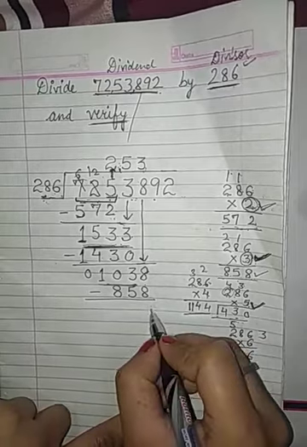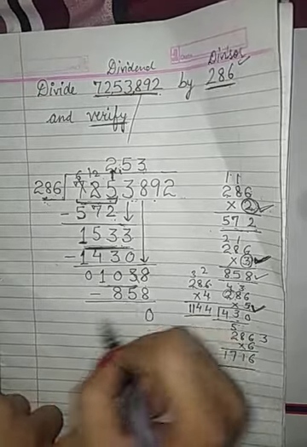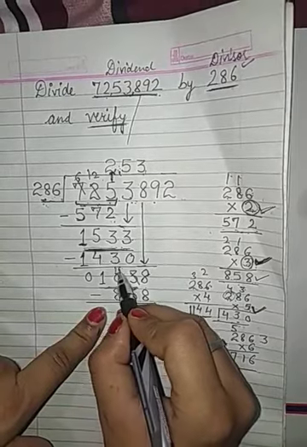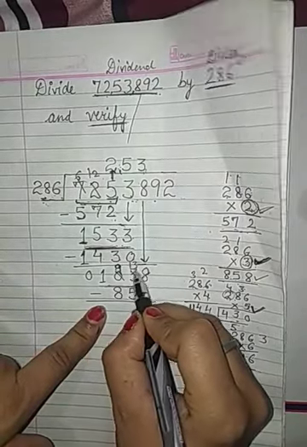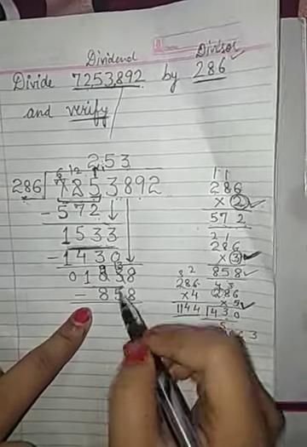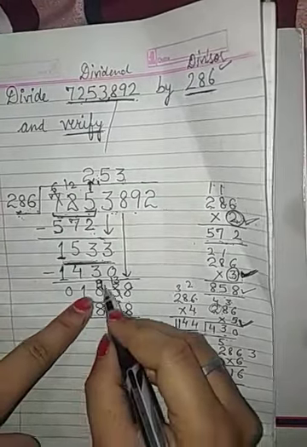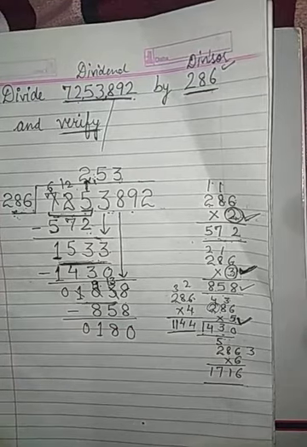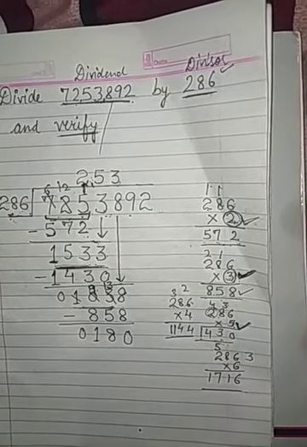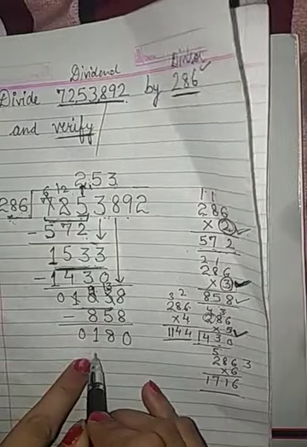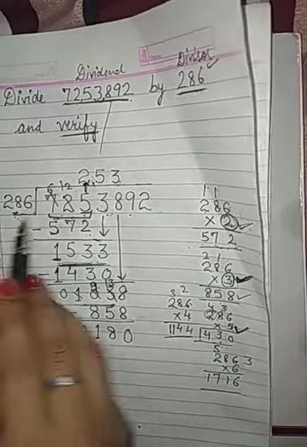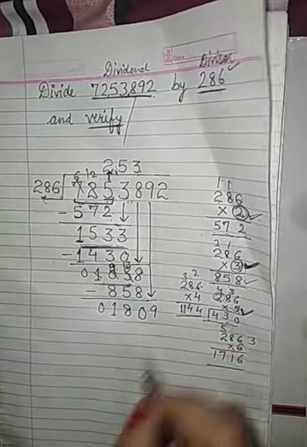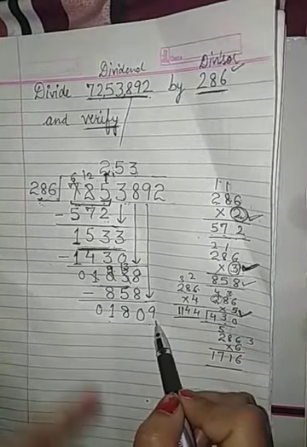8 minus 8 is 0, and we have to borrow 1 from 0, and it will be 10, it will be 9, sorry, then it will be 13. 13 minus 5 is 8, and this will be 9 minus 8 is 1, and it will be 0. Then after it 180 is smaller than 286, then we have to bring down the next digit 9 to make a bigger number, and 1809 is bigger than 286.